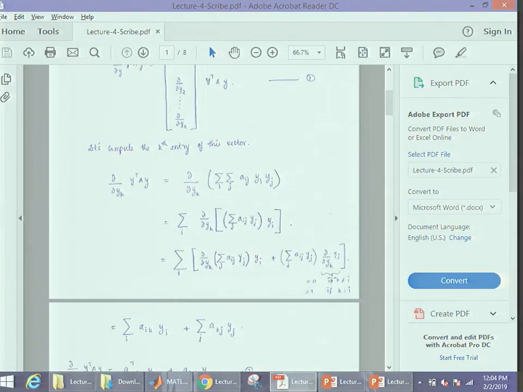Now let's look at the second term first. We can see that this term will be equal to 1 only if j is equal to k, else it will be 0. Any questions? Out of all the terms, only one term survives, and that is for that particular k. That is why, out of the sum over j, you take only the kth term. Maybe I will explain it on the board.